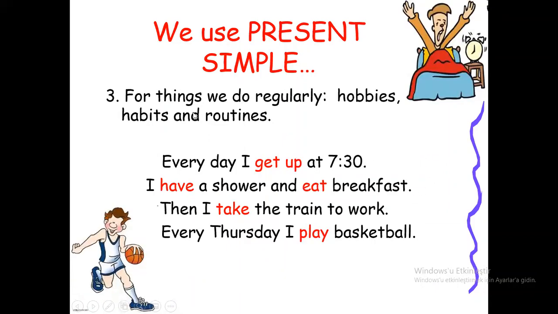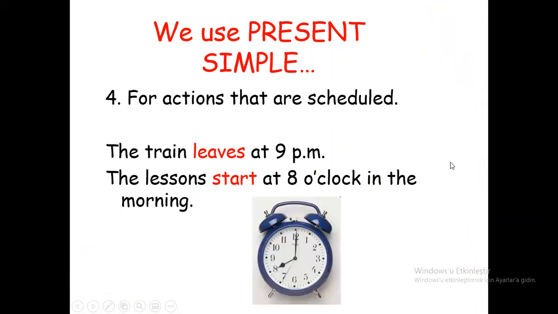And 3, for things we do regularly: hobbies, habits, and routines. Every day I get up at 7:30. I have a shower and eat breakfast. Then I take the train to work. Every Thursday I play basketball. Those are routines. That's why we use present simple.